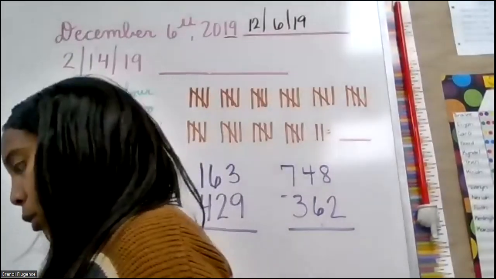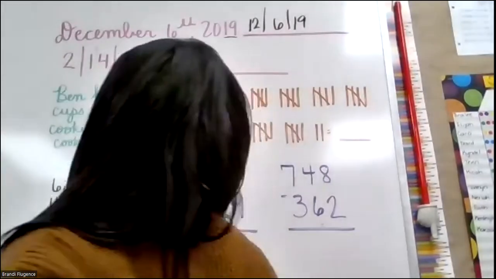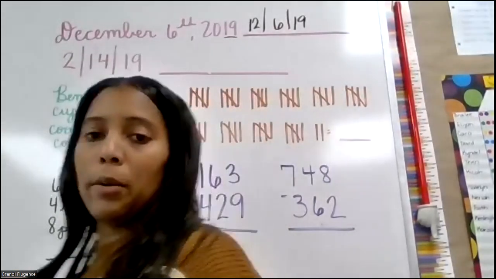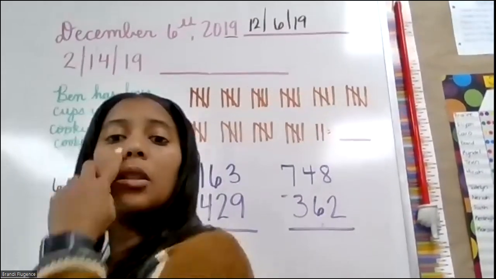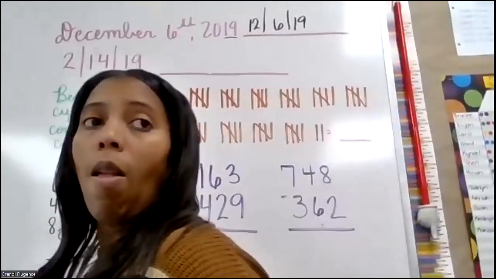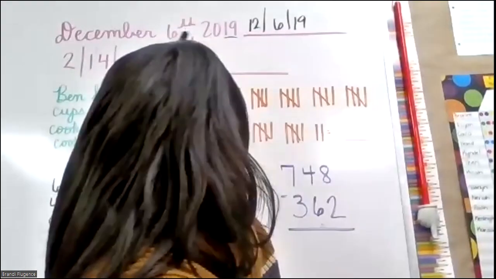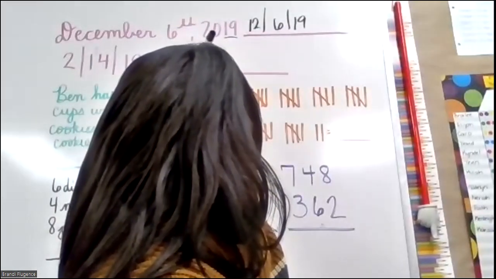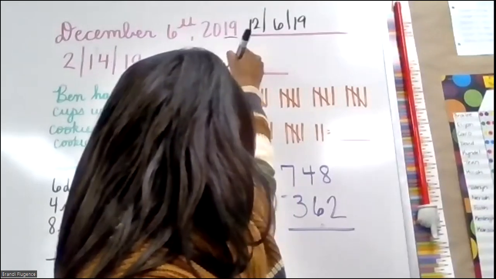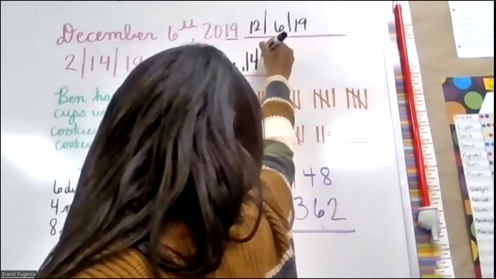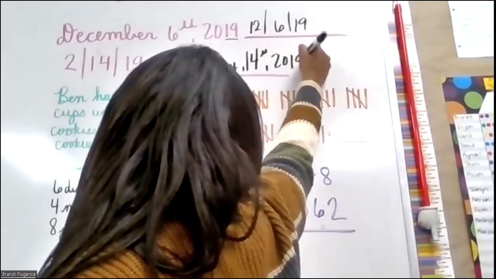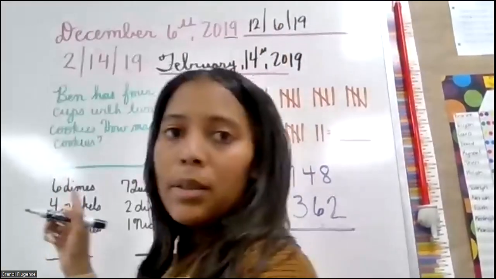All right, 2/14/19. What will be the date for that one? The actual date. This is the digital form. What will be the other way? February 14th, 2019. Good.